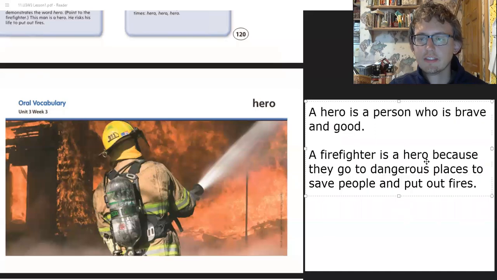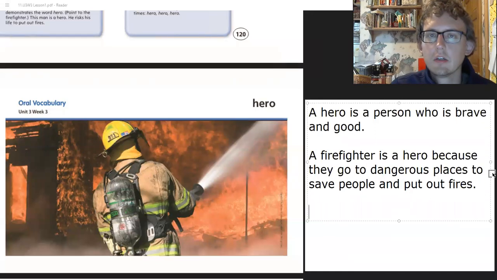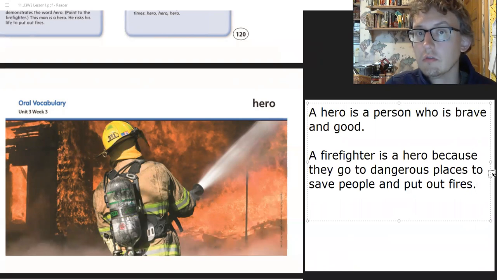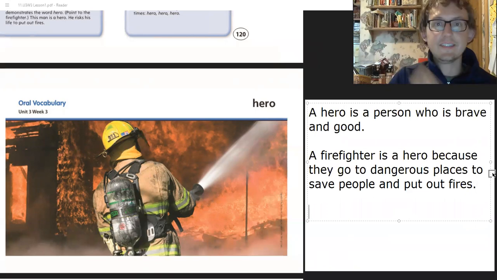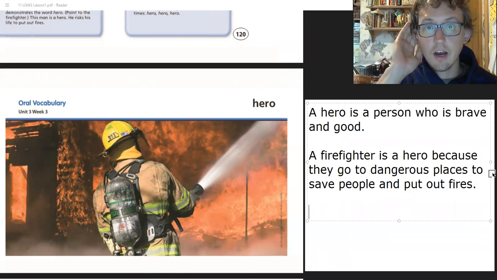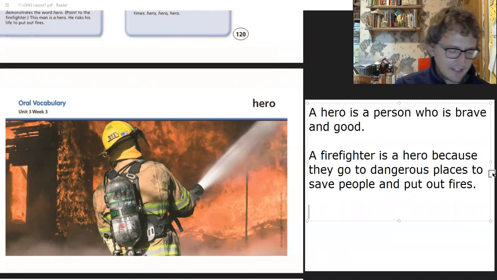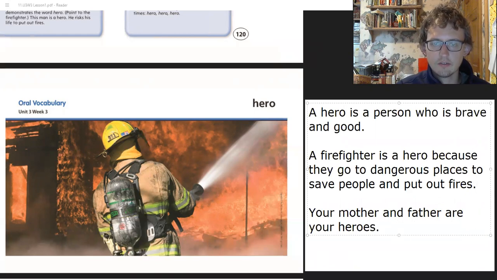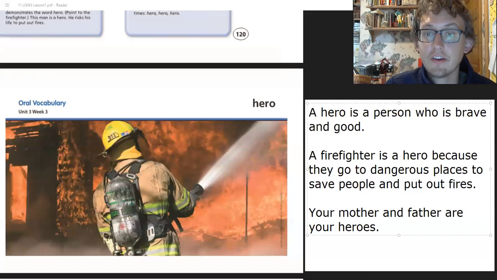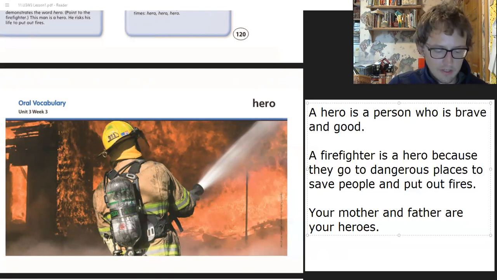So let's see what another story. Who is a hero for you? If you have an idea, raise your hand. Oh, I want you to tell me. Oh, that's very good. Your mother and father are your heroes. Your mother and father are so brave and good and they take care of you, right? And they work hard at their jobs so that you can have food and study and learn, right? Let's see, who else is a hero?